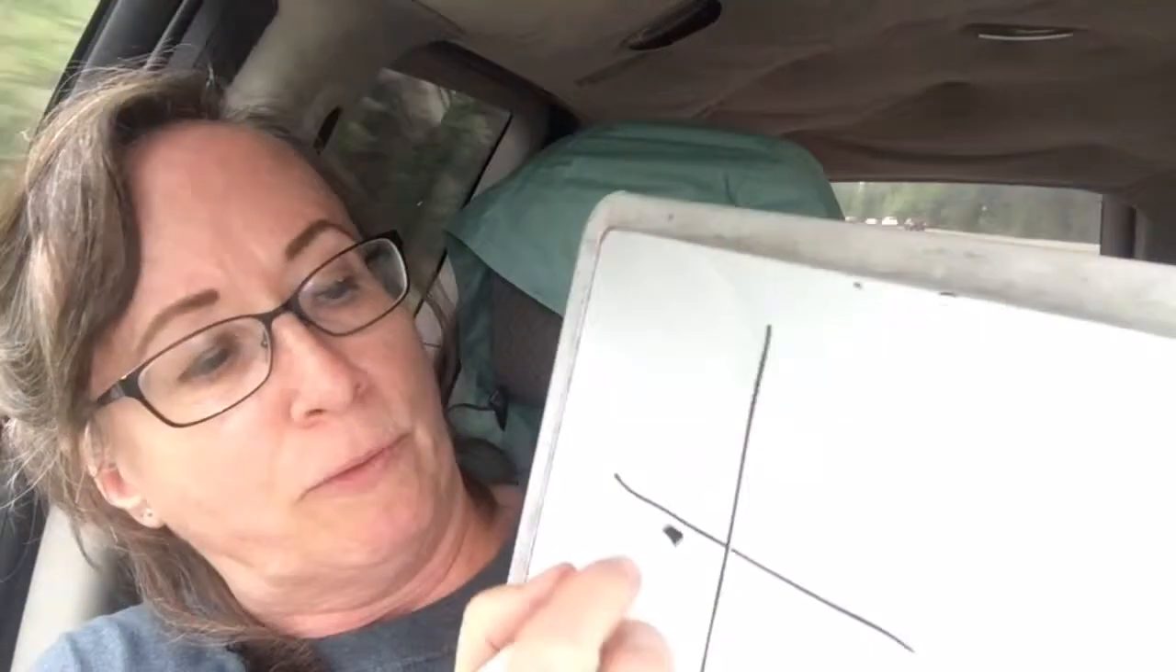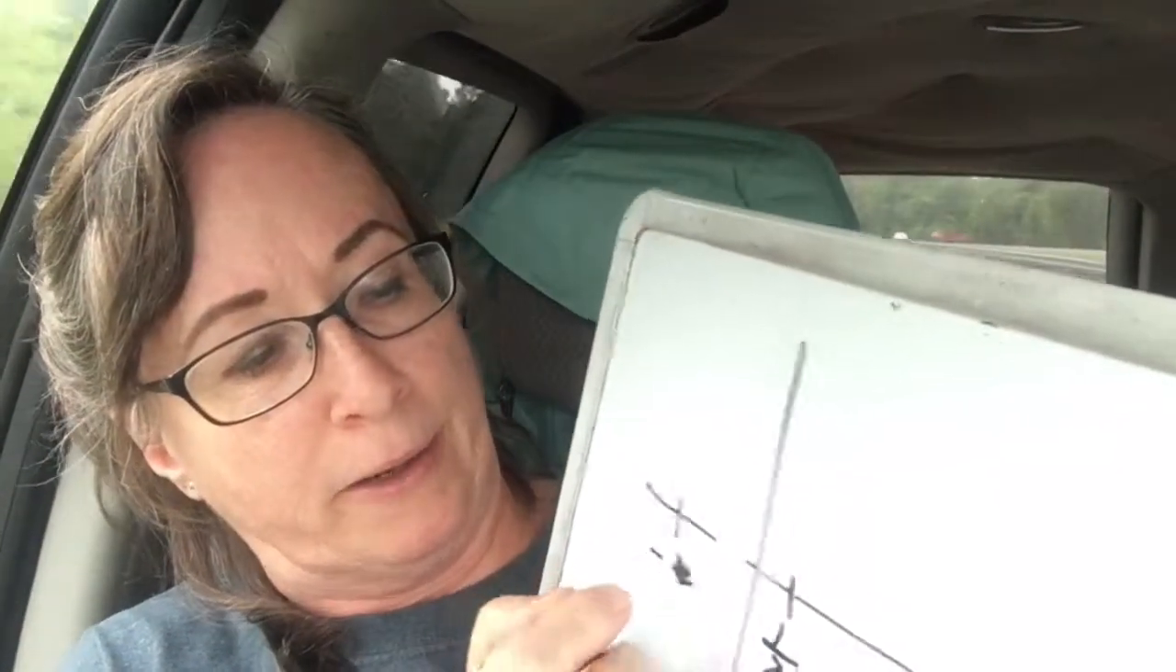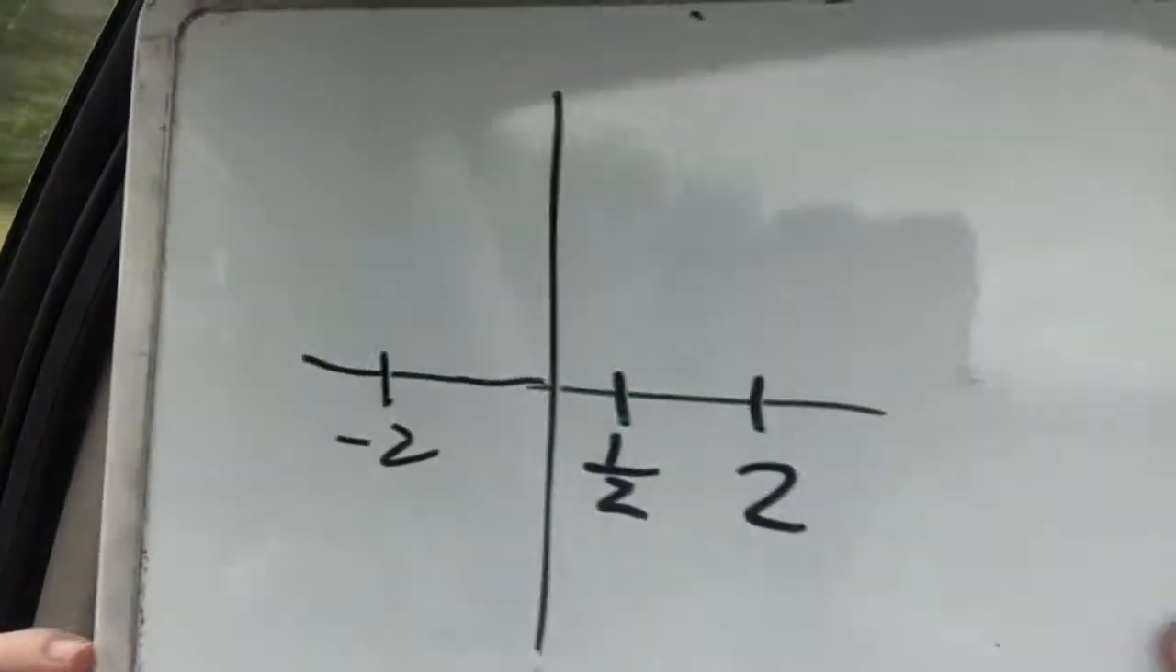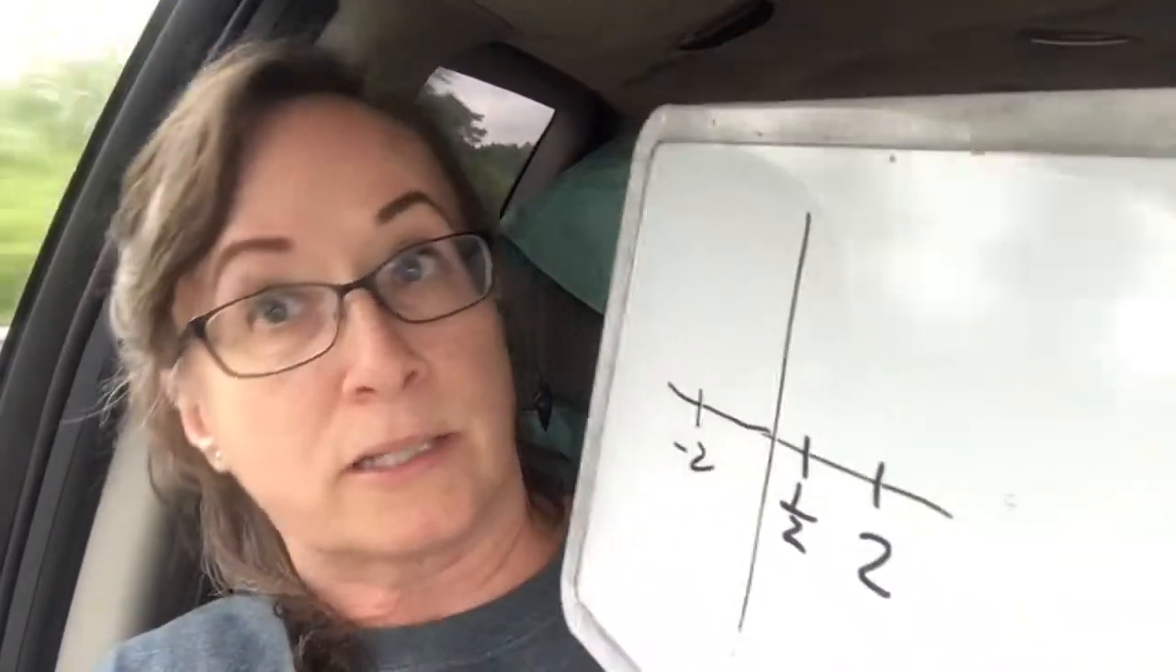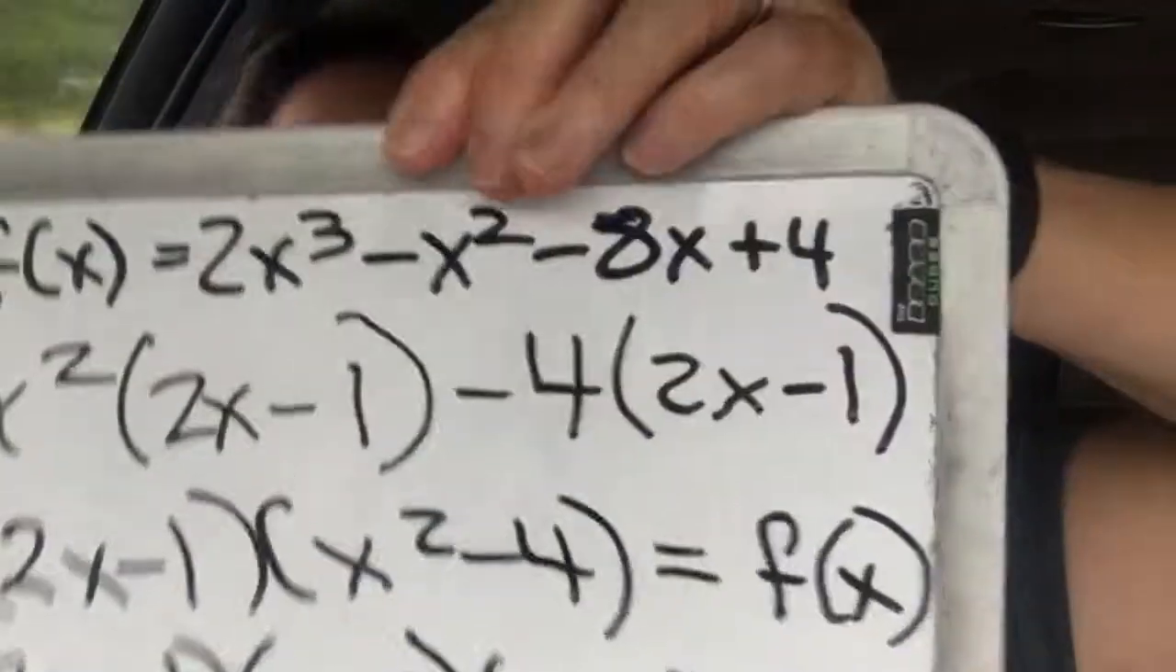So when I go to graph this one, I'm going to put my grid, and I've got x is 1/2 here. x is -2, so we'll put it about here. And x is +2. And when I look at the graph, it was a 2x cubed. And so it's going to be positive. And our y-intercept was 4. Okay, I can see that from the graph if you look at it. The y-intercept is 4.